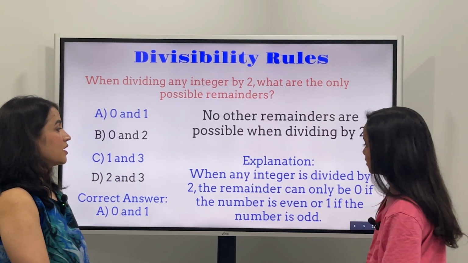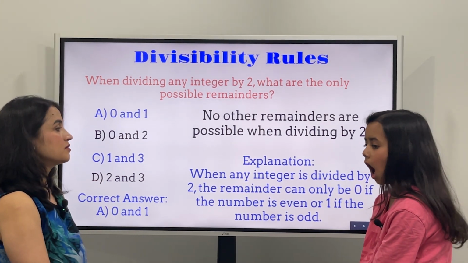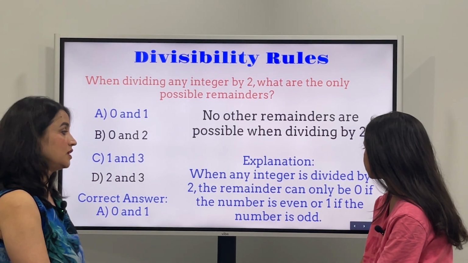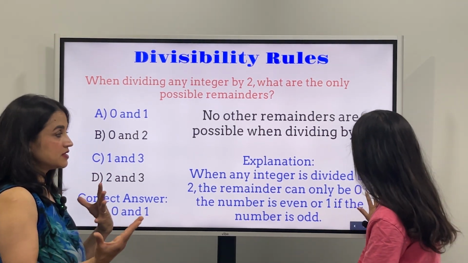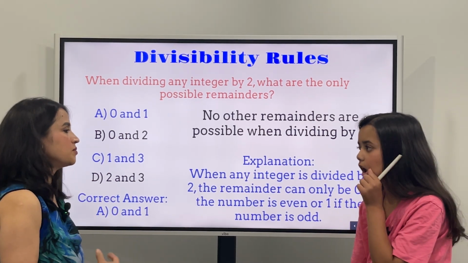You can read this: when any integer is divided by 2, the remainder can only be 0 if the number is even, or 1 if the number is odd. So if it's an even number, its remainder will be 0, and if it's an odd number, the remainder will be 1.